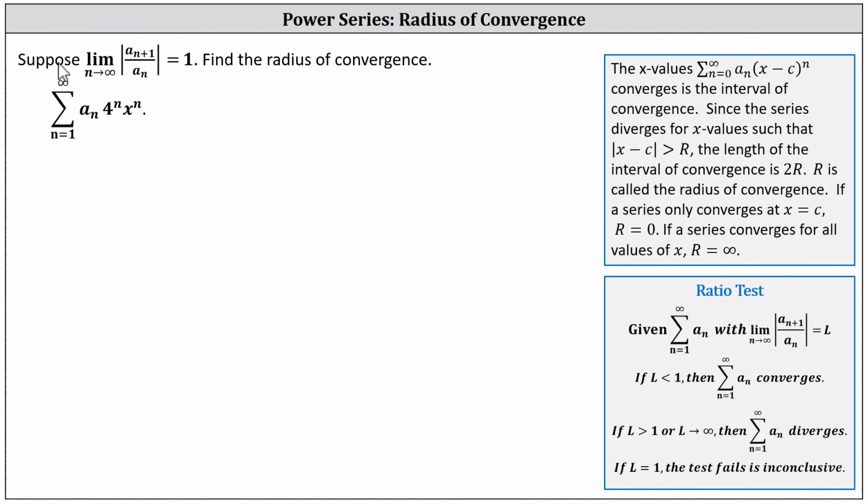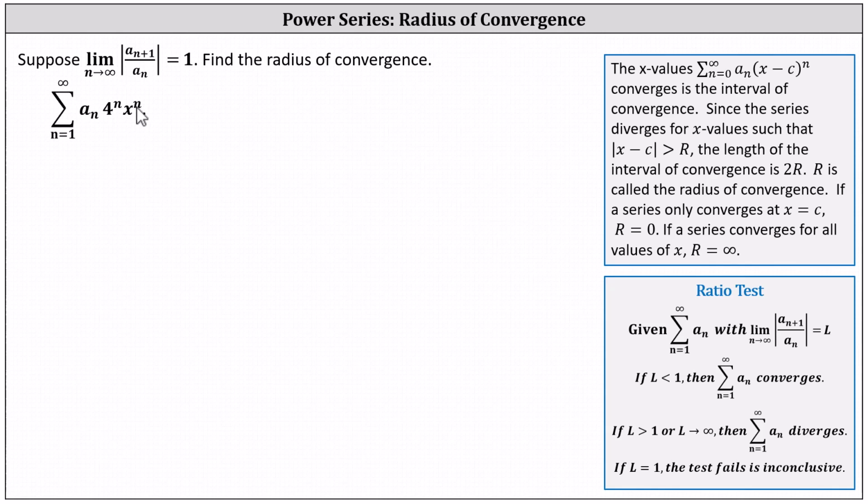Suppose the limit as n approaches infinity of the absolute value of a sub n plus 1 divided by a sub n equals 1. Find the radius of convergence of the given power series. We have the sum from n equals 1 to infinity of a sub n times 4 to the power of n times x to the power of n. Notice here we're not given the formula for a sub n.